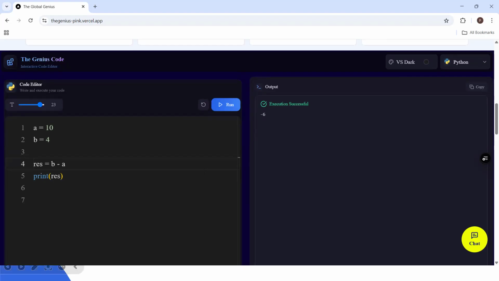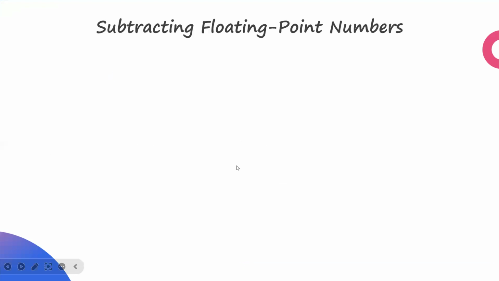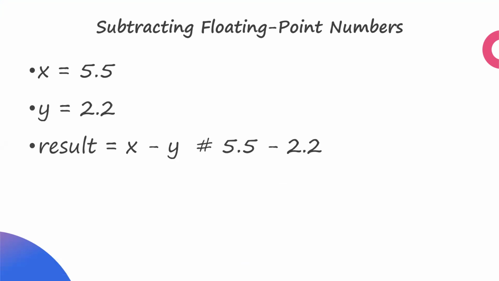We can also subtract floating point numbers. Remember, floating point numbers are numbers that have decimal points. This is a floating point number, not an integer. An integer is a whole number, while a floating point number is any number that contains a decimal point. So if you subtract these two numbers, you're going to get their difference.